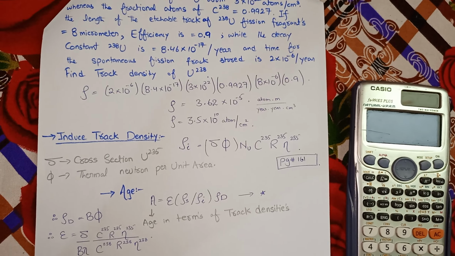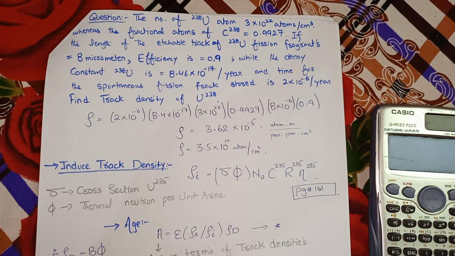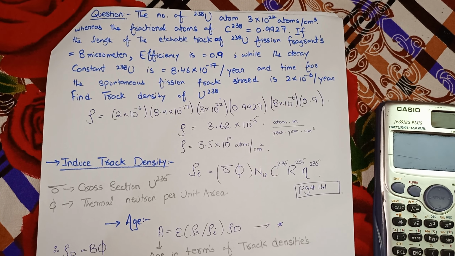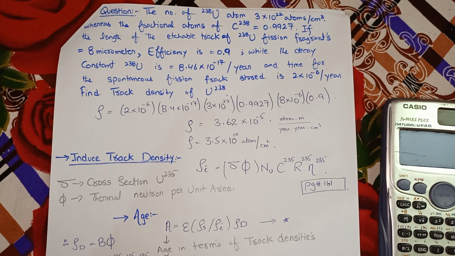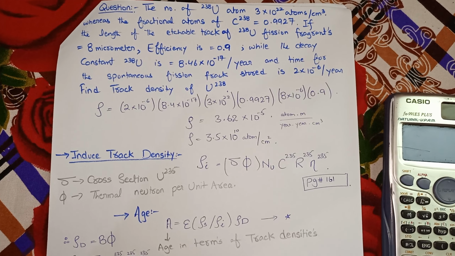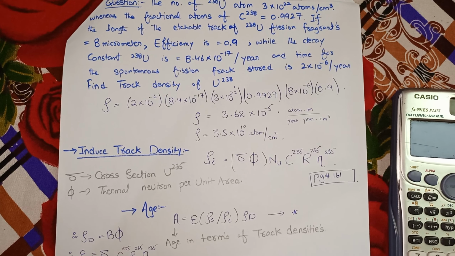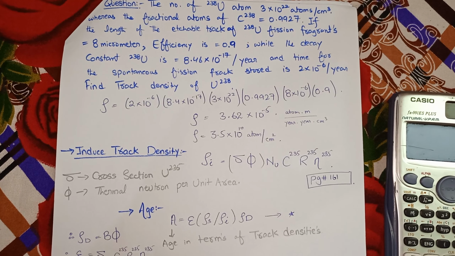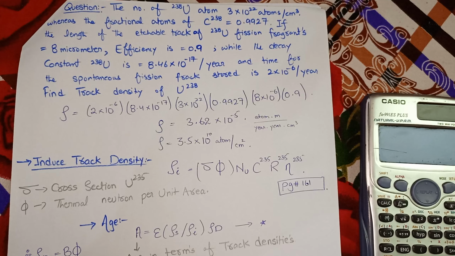Another similar problem from this topic: now the number of uranium 238 atoms is 3 multiplied by 10 raised to power 22 atoms per centimeter cube, whereas the fractional atom of your C238 is given as 0.9927. The length of the etchable track of uranium 238 fission fragments is 8 micrometers and the efficiency is 0.9, while the decay constant of uranium 238 is 8.46 into 10 raised to power minus 17 per year, and the time for the spontaneous fission track stored is 2 multiplied by 10 raised to power minus 6 per year. What you have to do is find the track density of uranium 238.